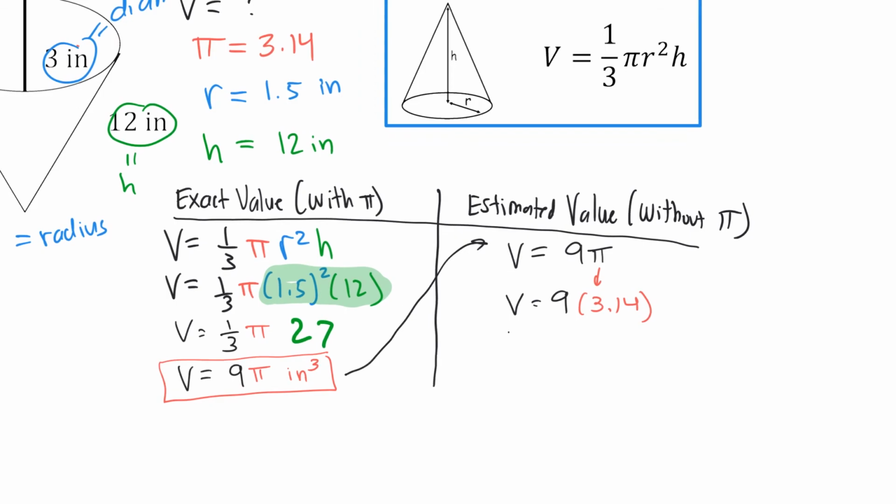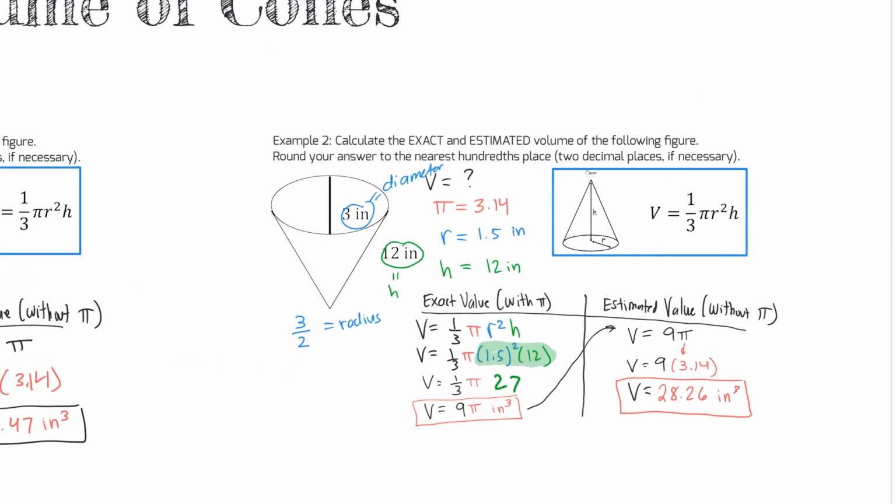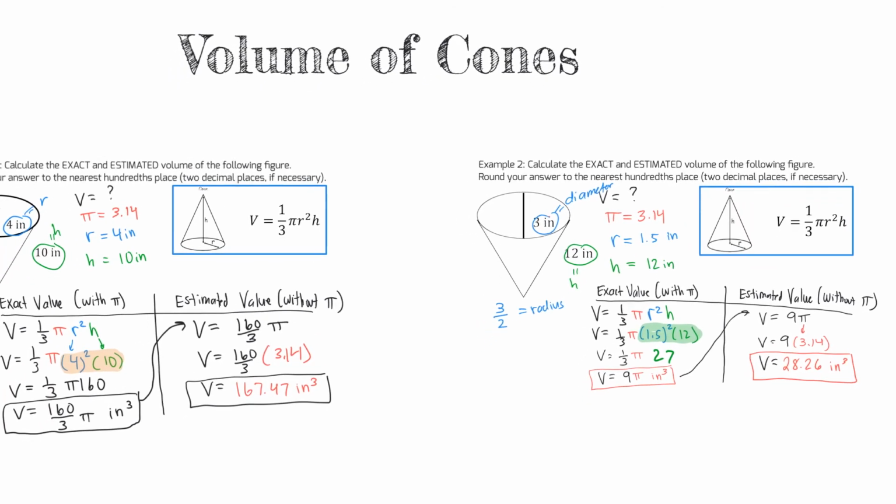So the volume equals 28.26 cubic inches, or inches cubed. And then that's it. That's the volume of cones.